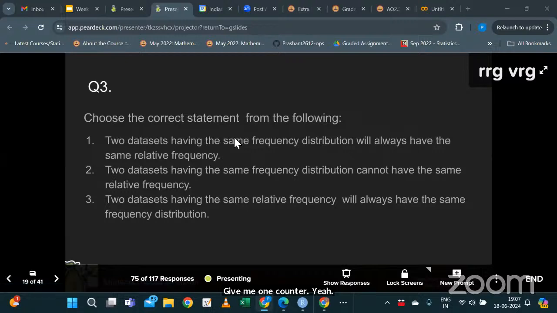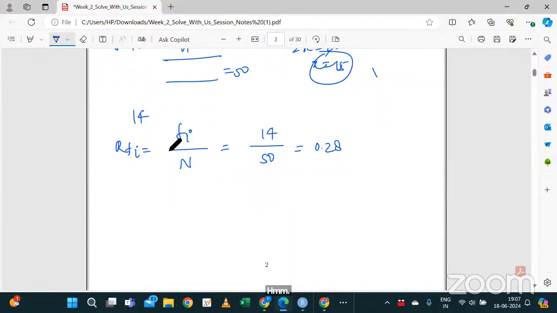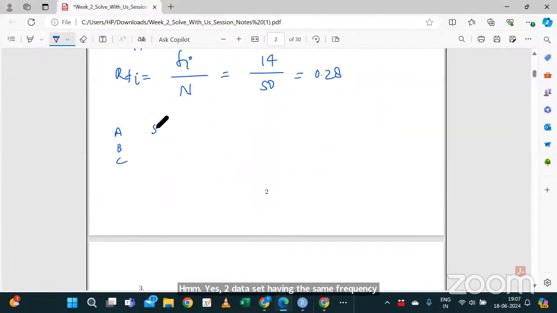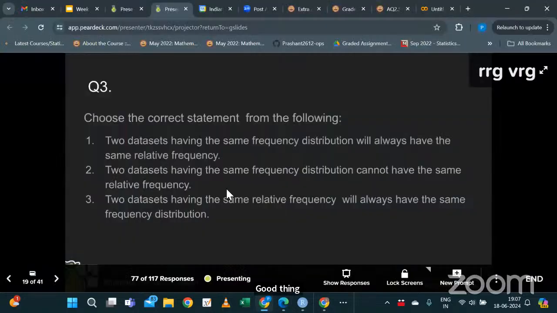What did you understand from this statement? What is the meaning of this statement? If there is the same frequency distribution in any two data sets, then the relative frequency will always be the same. Yes, two data sets having the same frequency distribution. Suppose I have a data set, let's say A, B, C, 5, 4, 1, and again I have two different data, let's say E, F, G, 5, 4, 1. Will I get the same relative frequency or different? Same. That is the same, right? It's the same. Okay, now the second is: two data sets having the same frequency distribution cannot have the same relative frequency.